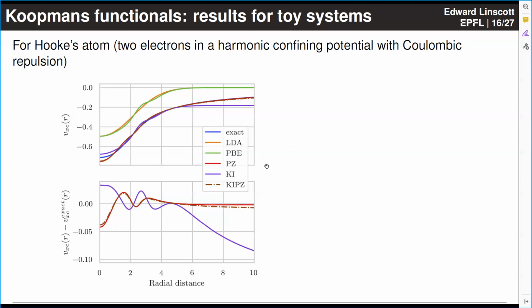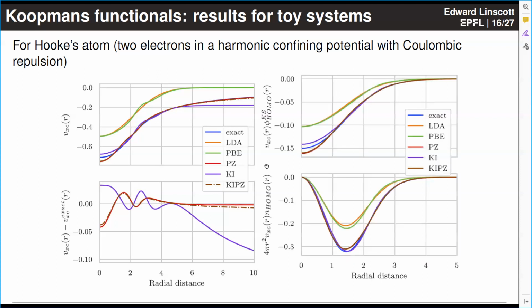And so this is very nice. You might be worried about the fact that we then don't get the long range behavior at large distances exactly right. But if you look at what you get when you multiply the potential by the orbital, like Andrea was doing in his talk, or furthermore multiply it by a prefactor of r squared, the results for all of these different Koopmans functionals compare really well against the analytically exact solution.